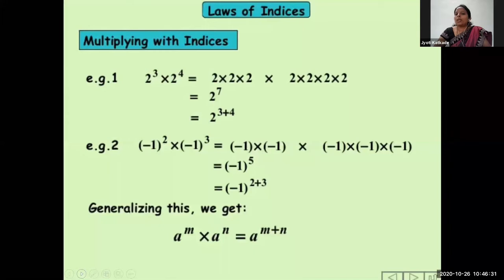So our rule is a raised to m into a raised to n is equal to a raised to m plus n. You all have studied this. This is a small revision of this topic. All of you understand, students? So see next.